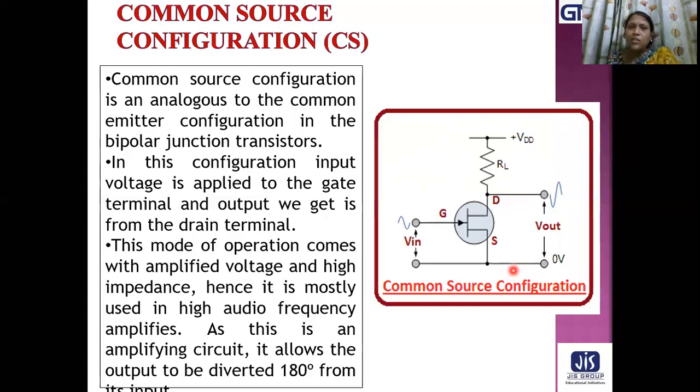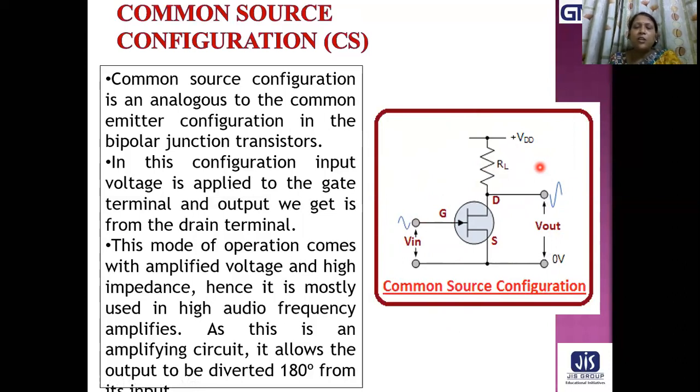Like the bipolar junction transistor, the common source configuration is shown here. Source is common to input as well as output. This left portion corresponds to the input portion, and the right portion corresponds to the output portion. So, the common source configuration is analogous to the common emitter configuration in the bipolar junction transistor.